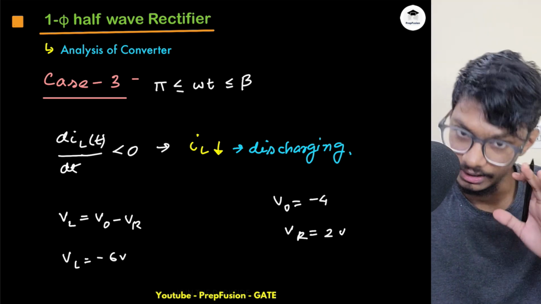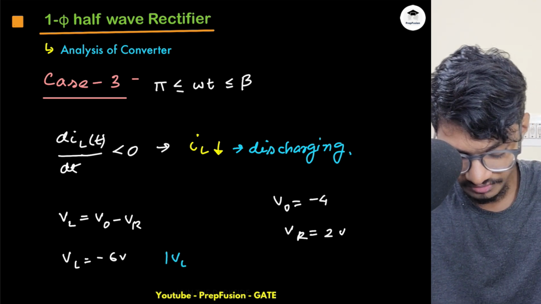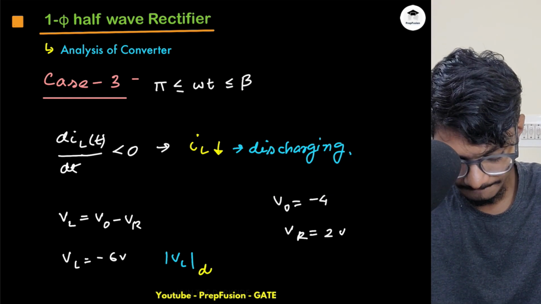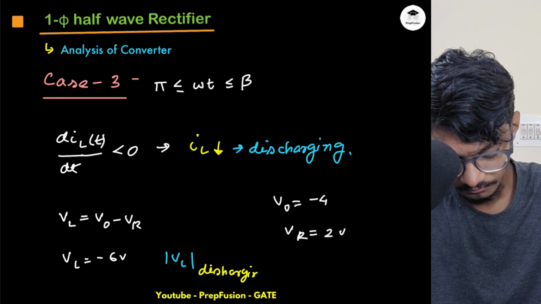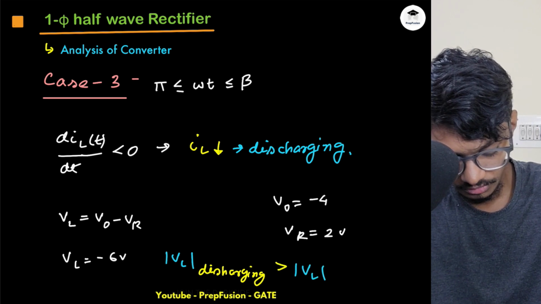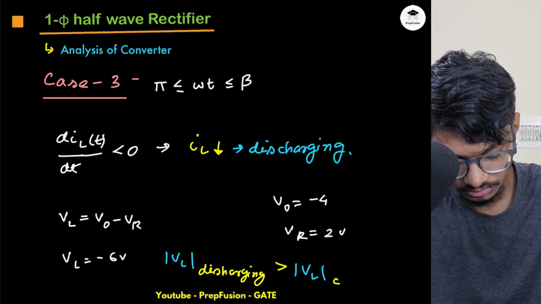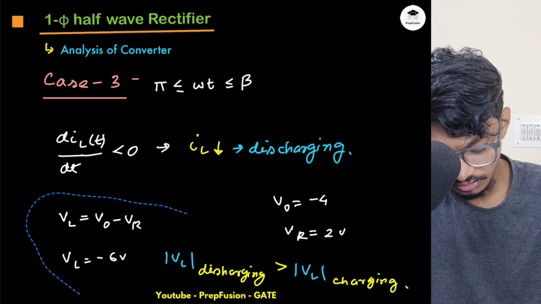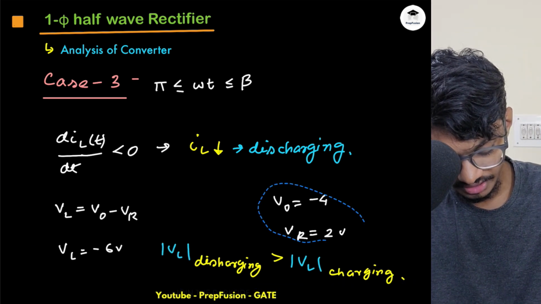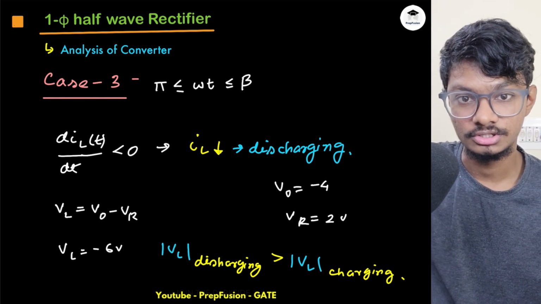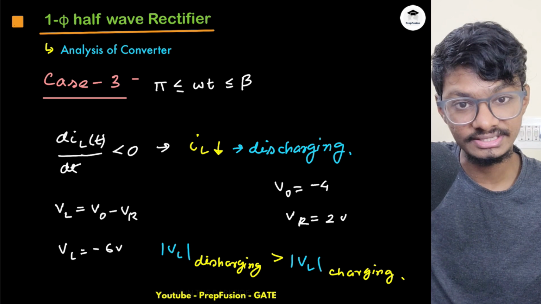So this is negative, but the magnitude of VL during discharging is greater than the magnitude of VL during charging. So it will discharge faster because the magnitude is greater. So dIL by dt during discharging is faster, and at a very high rate the current is changing.